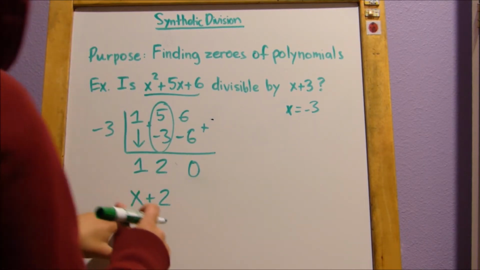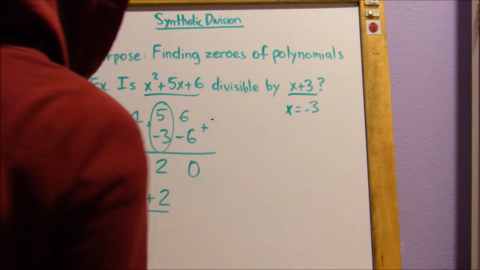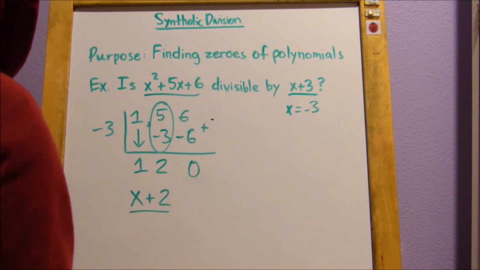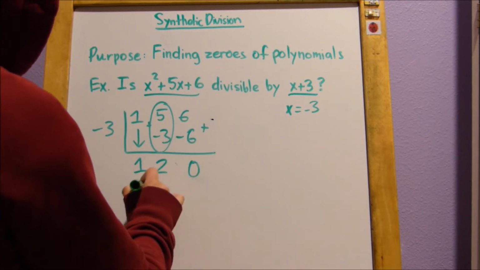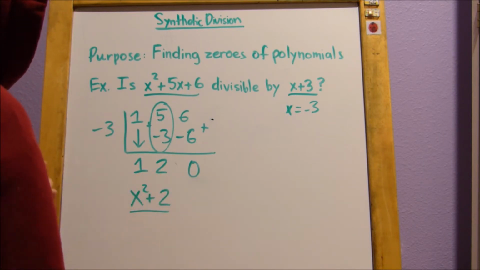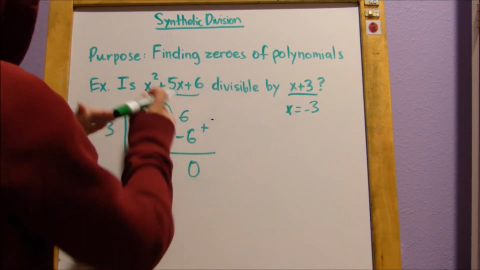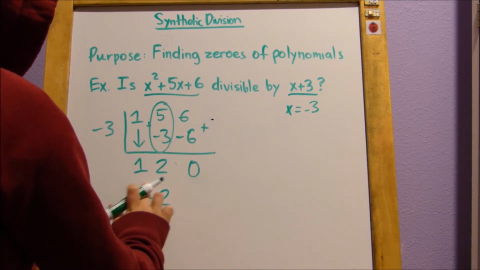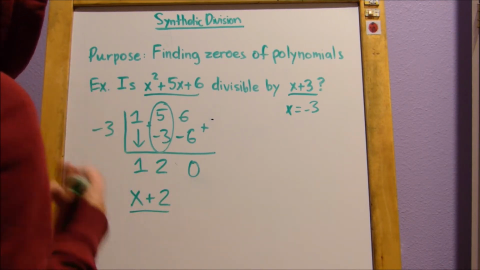But how else do I know that? I know that if you multiply x plus 2 times x plus 3, you're going to end up with an x squared. If this was x squared instead of x to the first power, you would end up with x cubed, and you don't see x cubed in here. So this is definitely x to the first power.